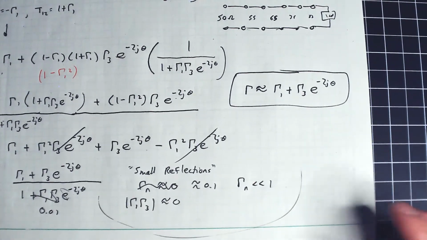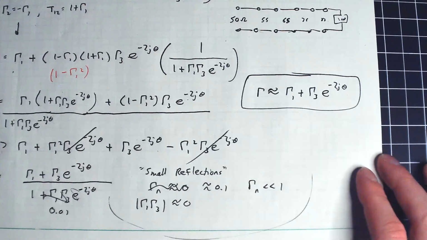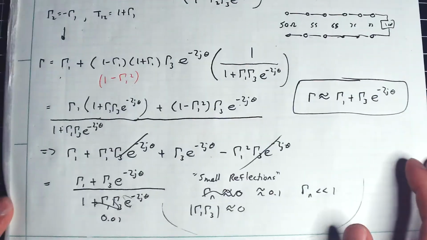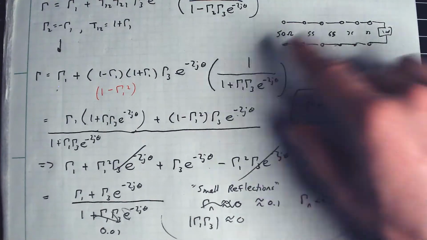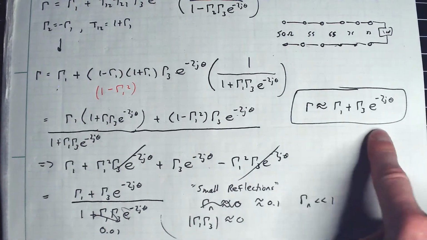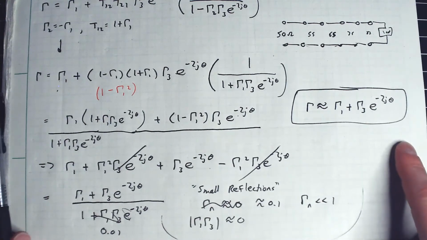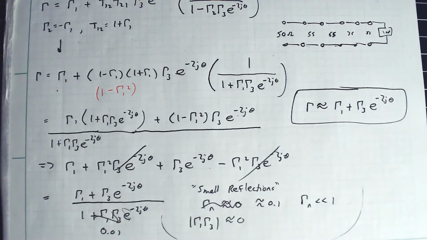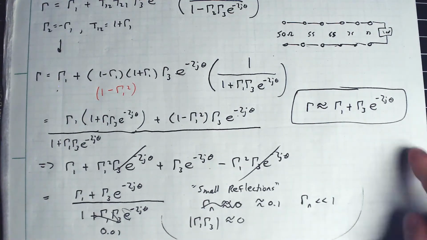Okay, so that is the theory of small reflections. It's going to allow us to do some interesting mathematical trickery when we start getting n-length sections of different electrical sizes. So there you go. This is our result that we care about. And all we had to do is make one little approximation, which is not entirely unreasonable.